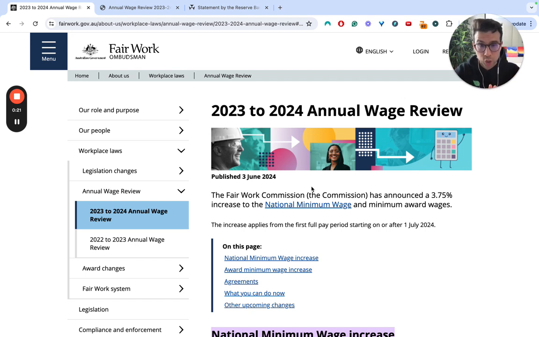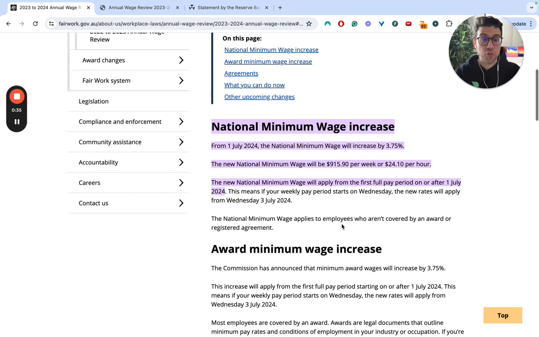So the first thing I want to share with you is that the Fair Work Commission each year conduct their annual wage review, and they have recently just announced that they have increased the national minimum wage and minimum award wages by 3.75%. So note, in Australia there is a national minimum wage, but there is also across the 121 awards that have minimum wages for each of these respective awards.